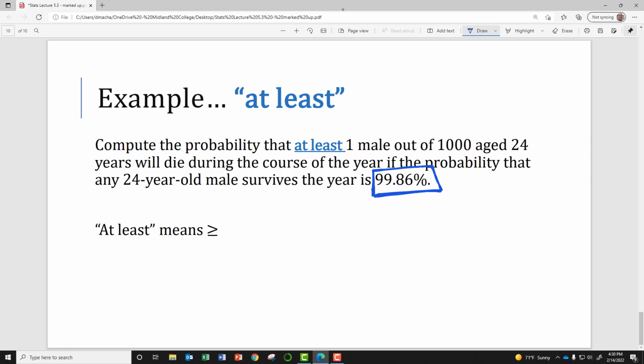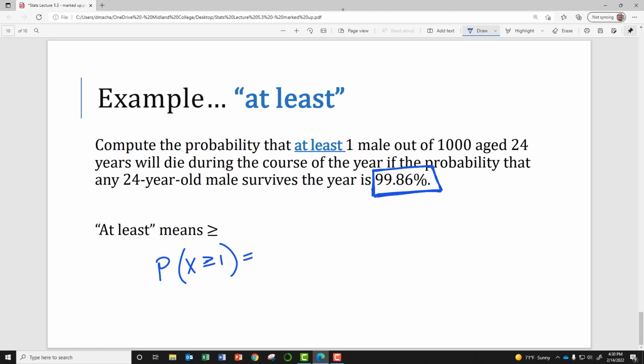And what the question is asking is if you gathered together a group of 1,000 of these 24-year-old males, what's the probability that at least one of them is not going to survive the year, right? And so at least means greater than or equal to in math. And so we're talking about the probability that the number of males that will die during the year is greater than or equal to 1. What's that probability?